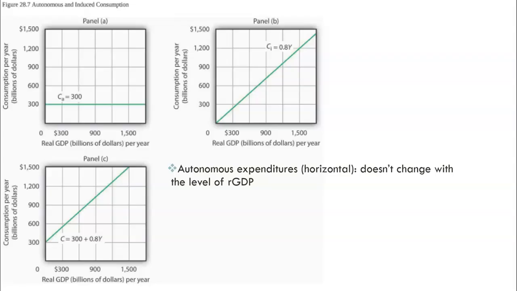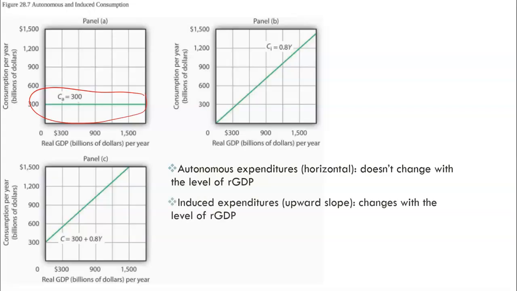So any sort of autonomous expenditures, like a horizontal line, means it's not affected by the level of GDP. It doesn't change at all as GDP goes up and down. Induced expenditures is that upward sloping line, meaning it is changing with the level of GDP. So we're going to have some sort of equation or some sort of function of real GDP. In this case, this line is represented by the function C, consumption, is equal to 300, so that's this autonomous part, plus 0.8 disposable income, or 0.8y, and then that gives you the upward sloped line.